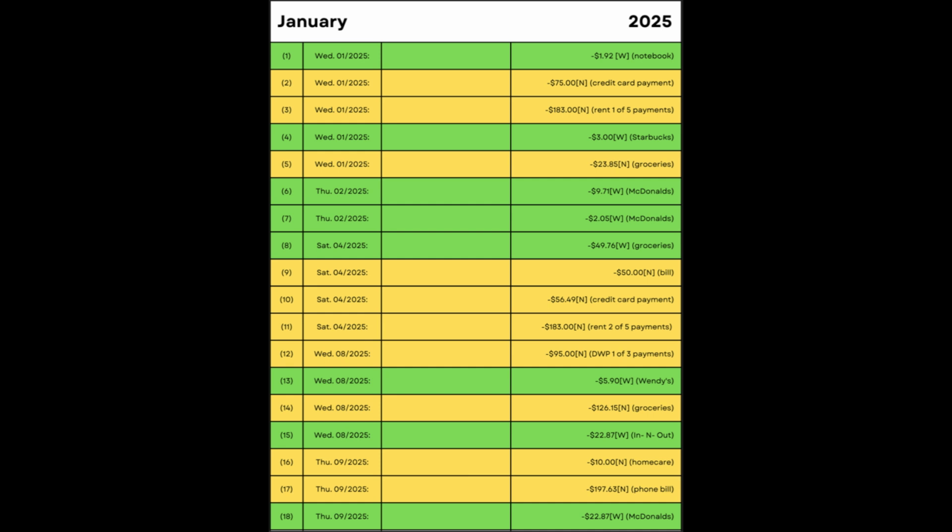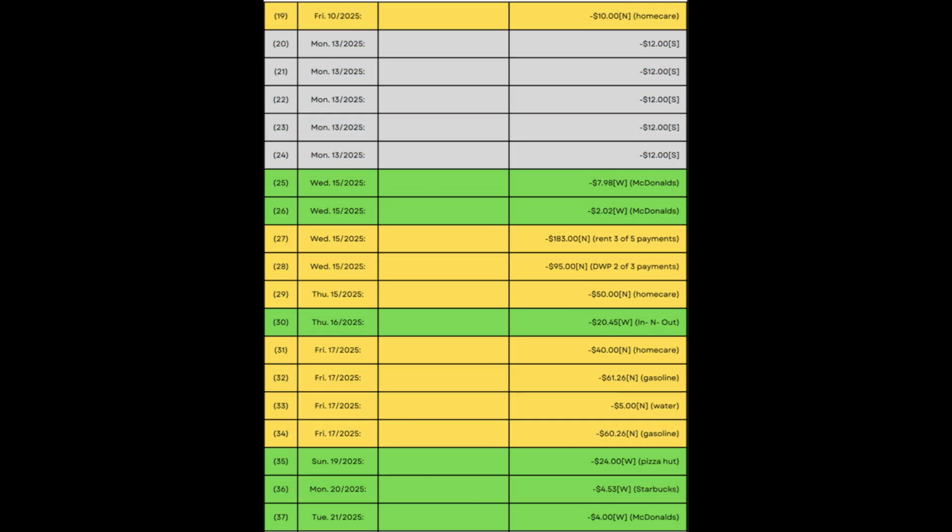Starting from the left and moving over to the right, the first column is the transaction number, the next column is the date of the transaction, next is a blank space, and the last column is the amount of the transaction along with a bracket with either an N for needs, a W for wants, or an S for savings and investing, and in parentheses what the money was used for. Each of the rows is filled out this way.